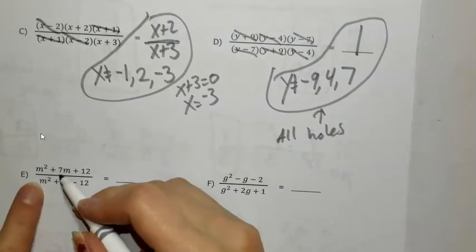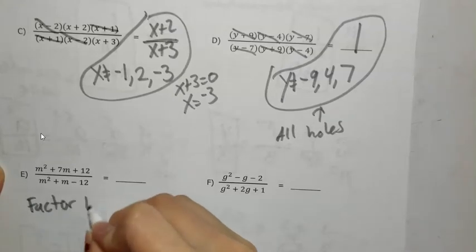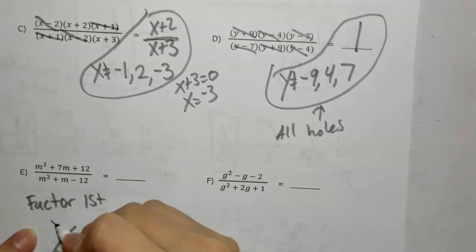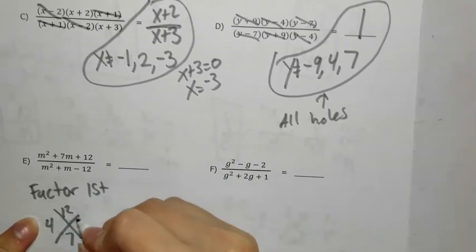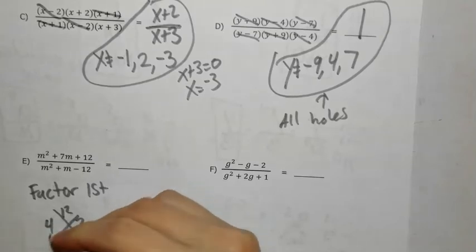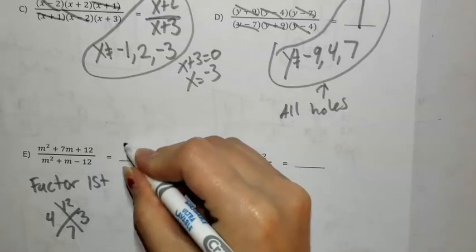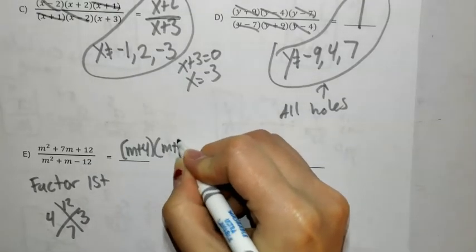On E, we're going to factor this first. Okay, let's factor the top. So we have 12 and 7. So 4 times 3 is 12, and 4 plus 3 is 7. So at the top, we have m plus 4 and m plus 3.